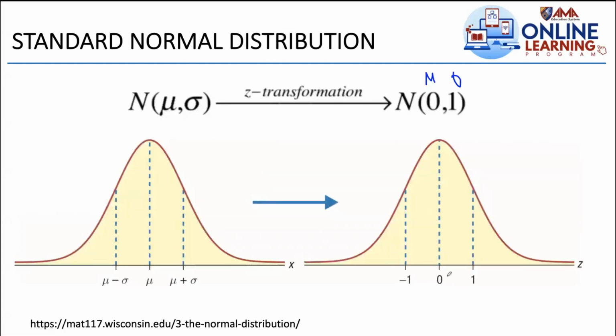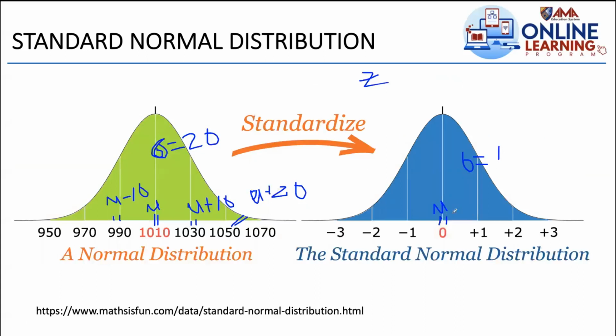So how did we get 0 here or here? More specifically, how do we get 0? Because of that formula, z is equal to x sub i minus mu divided by the standard deviation. So let us say your x sub i is 1010, but this is 1010. So 1010 minus 1010 is 0, divided by 20 is 0. That's why we get 0.